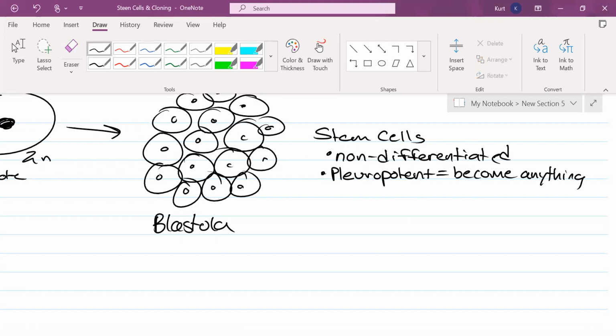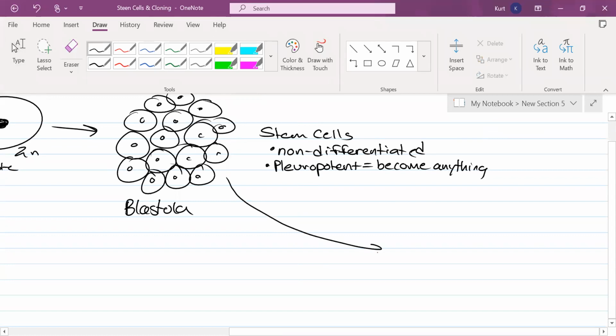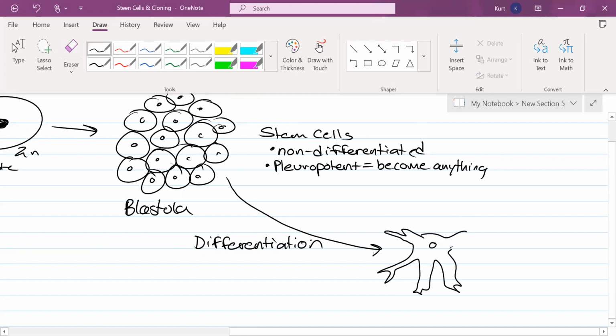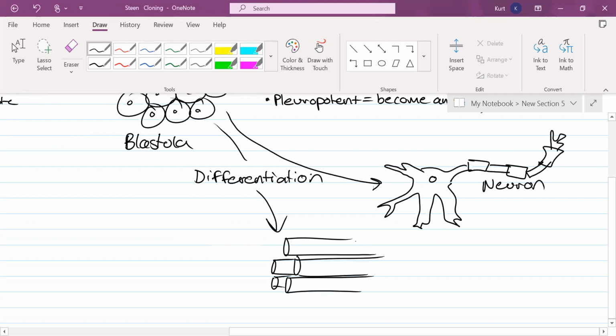Now, over time, as this little blastula grows, it will start to differentiate. Again, this is called differentiation. Differentiation is a verb. It is a process. Let's say that some stem cells become neurons. That's found in your central nervous system. Let's say that some stem cells become muscle fibers. Muscle fibers are just really long cells of your muscular system. That's why they're called fibers. They're just really long.